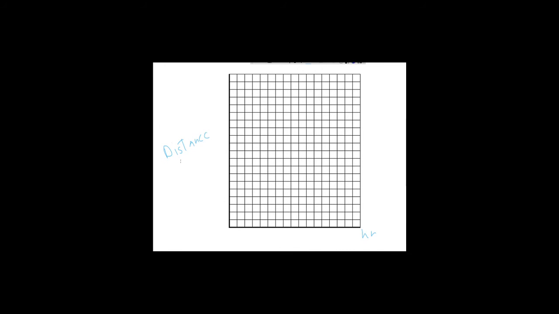So distance in miles, and this is our time in hours. And so at 0 time we were 1,218 miles away. Then at the end of time, once we get out here and it's traveled the full distance, it's now gone 1,218 miles.